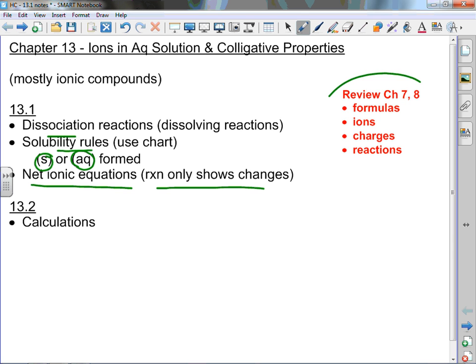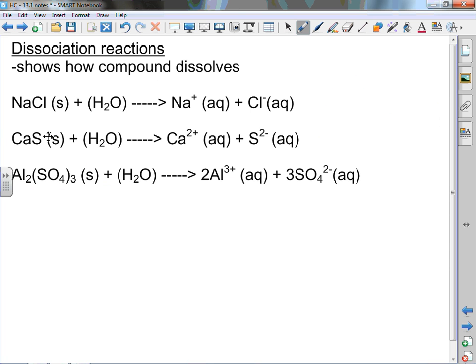Now, to be able to do this, you've got to be able to go back and review some things in chapters 7 and 8. You've got to remember how to write formulas and chemical names, ions, their charges, and then be able to write reactions and predict products. So you may need to go back and do some review on that, because what we do next, we're going to add to it. I would say about 75% of the chapter is kind of review with that information. So first thing, dissociation reactions.